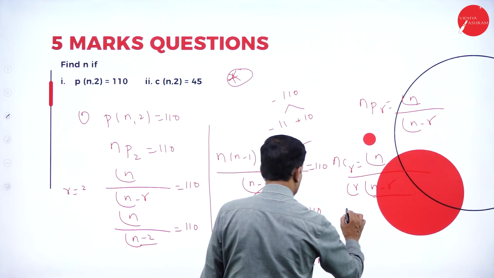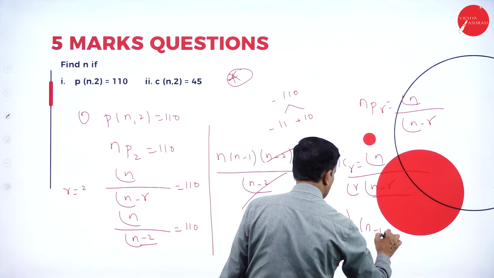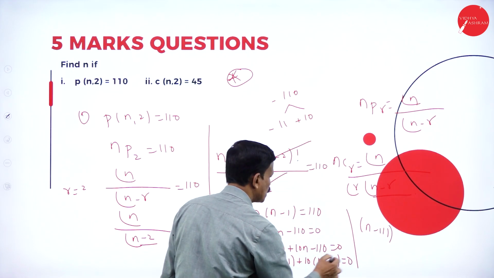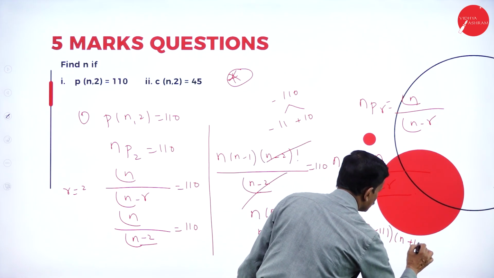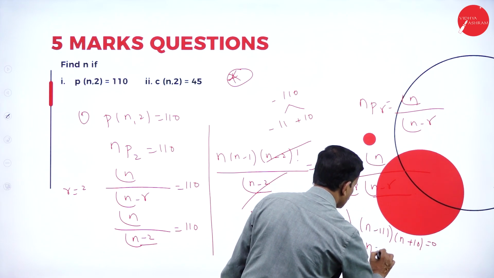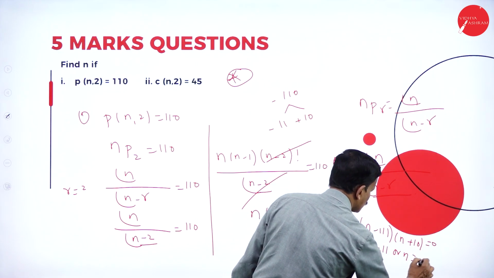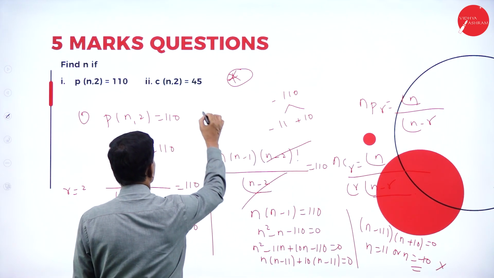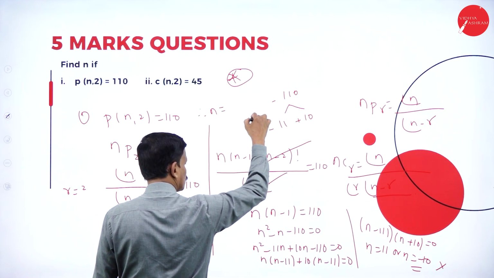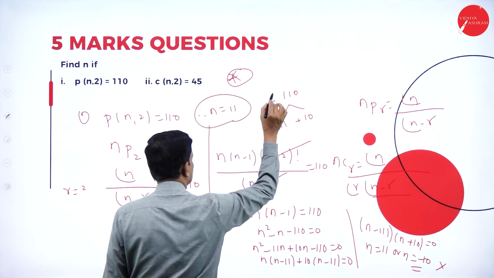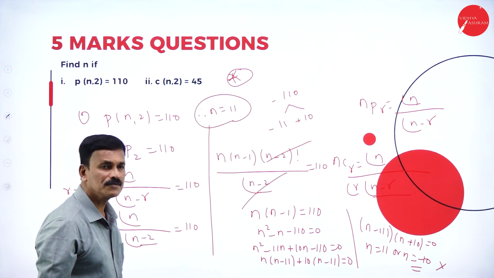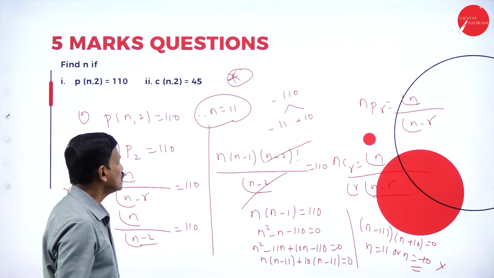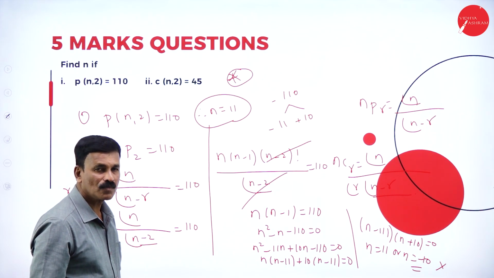So the factors are n minus 11 into n plus 10 is equal to 0. So n is equal to 11 or n is equal to minus 10. We cannot take the negative value. So therefore the value of n is equal to 11. That's it. n is equal to 11 is the required answer for this.